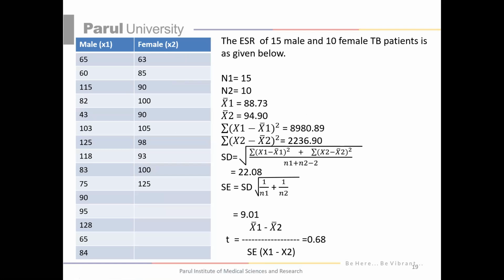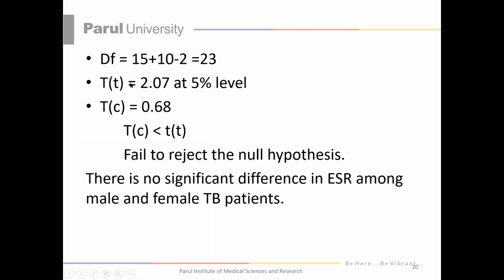In the same way, we need to calculate all these terms. We need to calculate combined standard deviation, standard error of mean and T calculated. So standard error of mean is 9.01 and T calculated is 0.68. And degree of freedom is 15 plus 10, equal to 25, 25 minus 2 is equal to 23. And again, level of significance is 5%. So T tabulated at 23 degree of freedom and 5% level of significance is 2.07.